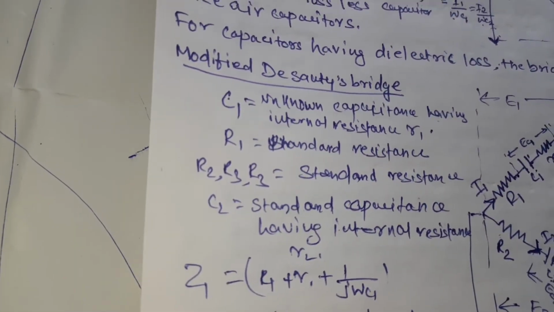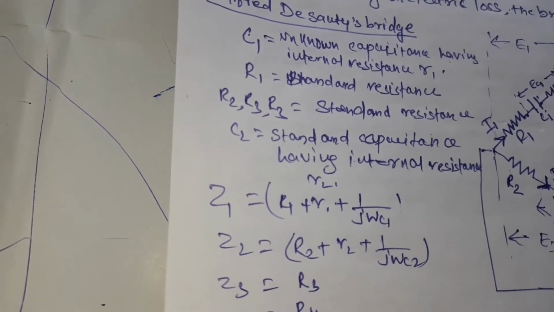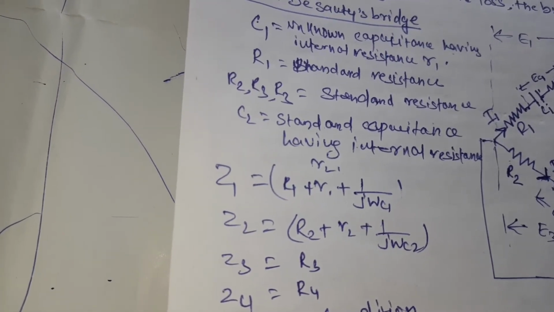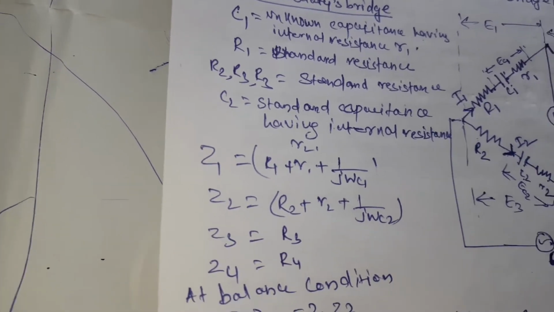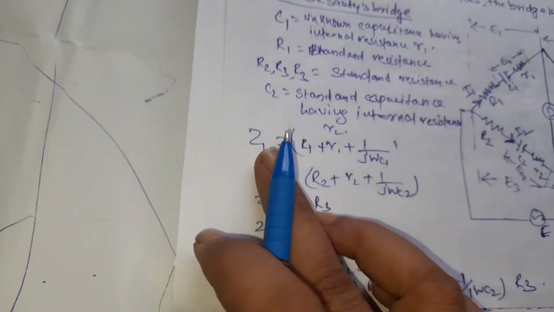So now C1 is the unknown capacitance having internal resistance r1, and R1 is a standard resistance. R2, R3, R4 are standard resistances, and C2 is a standard capacitor having internal resistance r2. So first we have to find the different impedances.